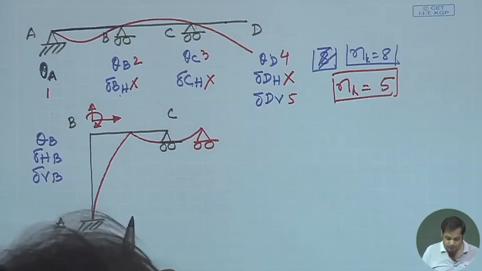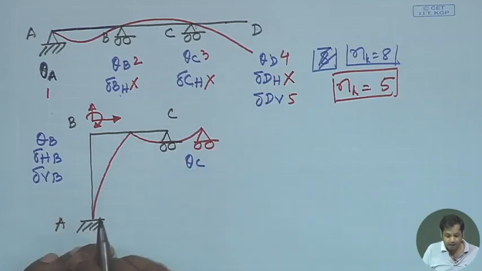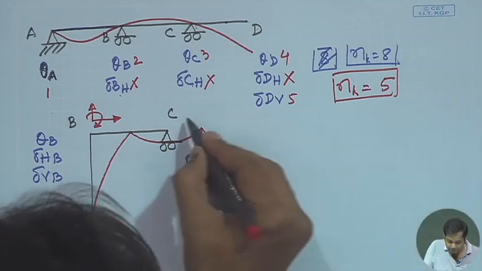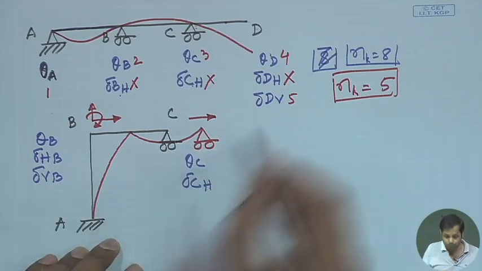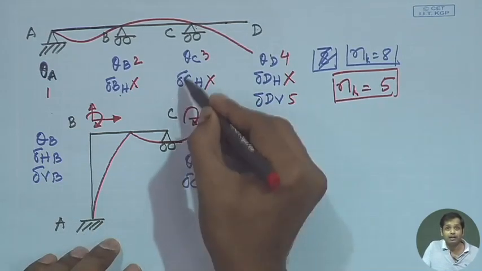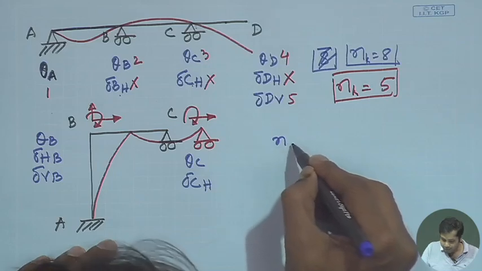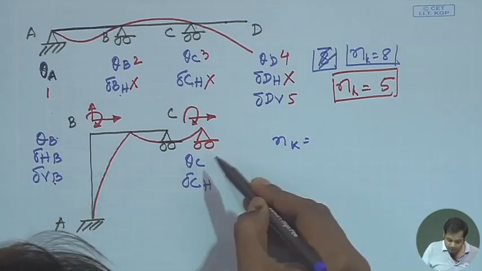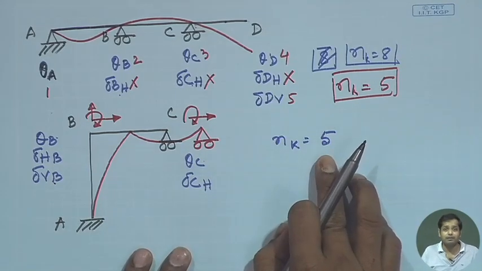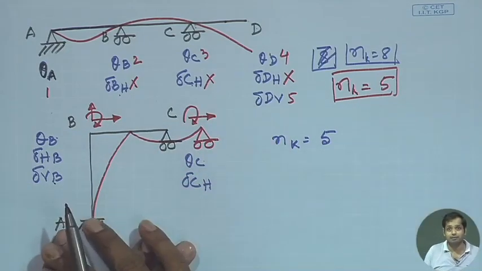Okay. Now what happens to C? At point C we have theta C and we have delta CH. Because point C can move in this direction, and point C can rotate in this direction. There is no vertical displacement at point C because it is a roller support here. Then what is Nk? Then Nk becomes 1, 2, 3, 4, 5. Nk becomes 5. Okay. Now, when we say Nk is 5 for this case, we have not made any assumption that the axial deformation is allowed or not allowed.